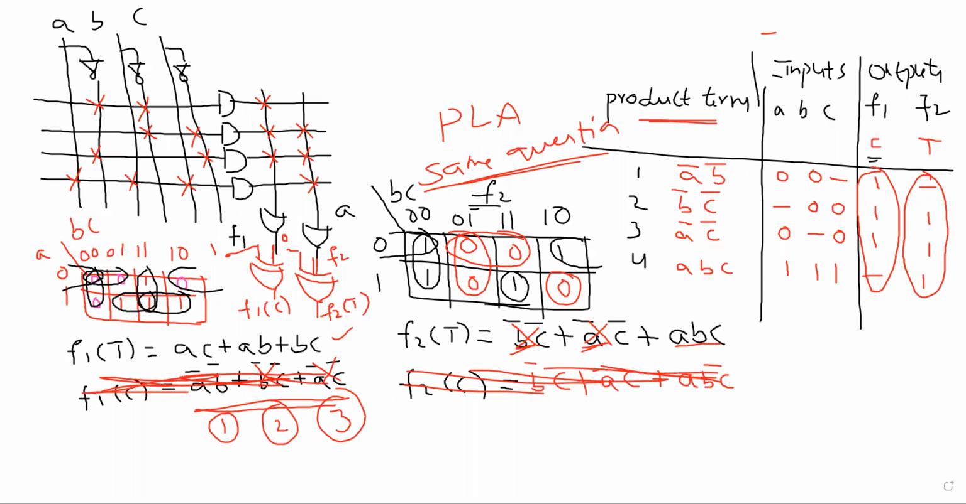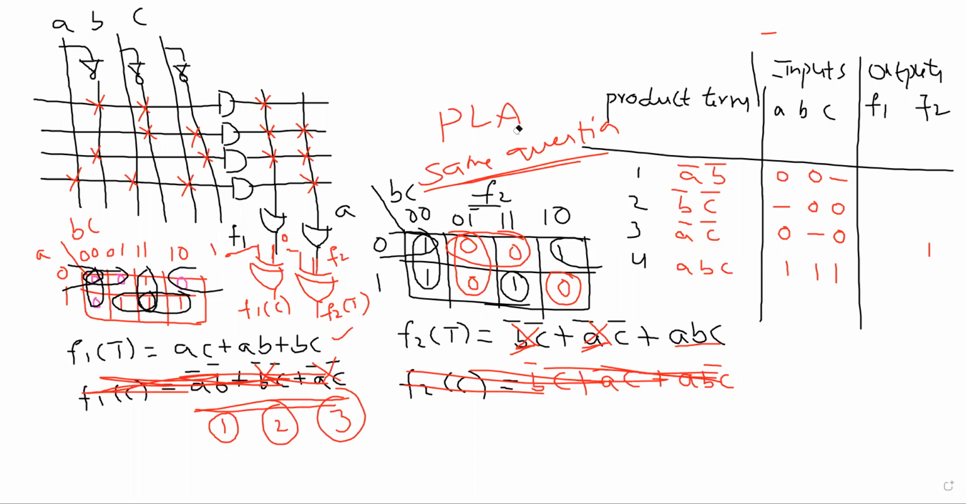We can simply remove this. I can rub this. Okay, in your programming table, you need not write whether it is true form or complement form. Directly by observing this, you can say how many product terms are there.